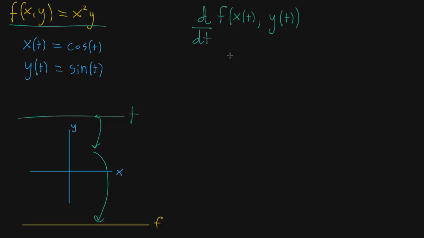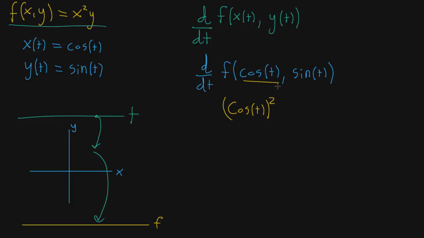So let's just start plugging things in here. If I have f of x of t, y of t, the first thing I might do is write f, and instead of x of t, just write in cosine of t, since that's the function that I have for x of t. And then y, we replace that with sine of t. And of course, I'm hoping to take the derivative of this. And then from there, we can go to the definition of f of x, y equals x squared times y, which means we take that first component, cosine of t, and then square it. And then we'll multiply it by the second component, sine of t. And again, we're just taking this derivative.